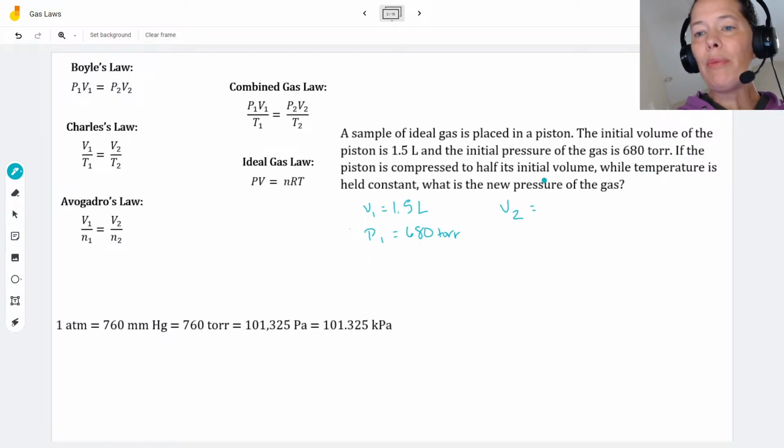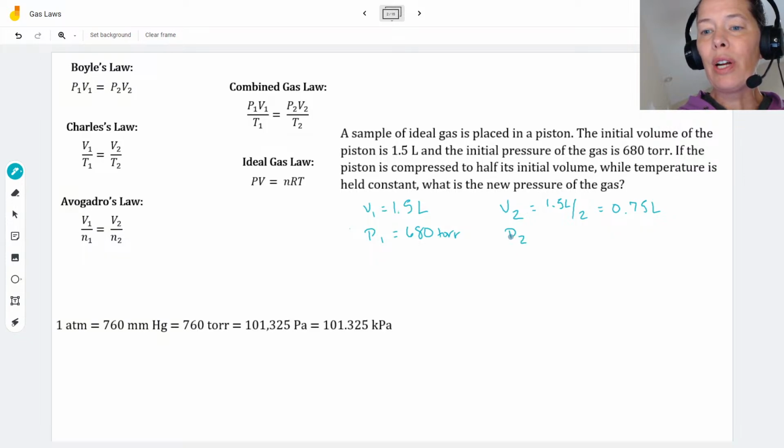Okay, I have a V2, or a final volume. Now, the problem didn't actually give me the number, but it told me that the piston is compressed to half of its initial volume. So that is going to be 1.5 liters divided by 2, or 0.75 liters. And my pressure 2 is what the question is asking. So that is my variable. I'm just going to put a question mark here. That is what we want to determine.